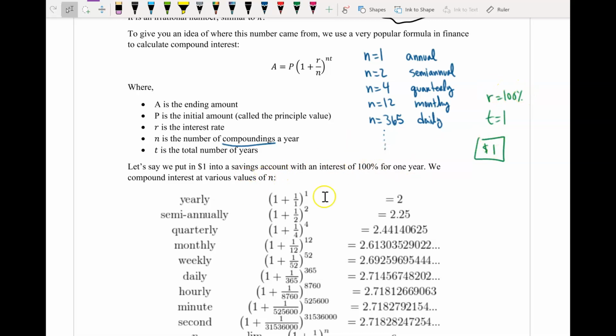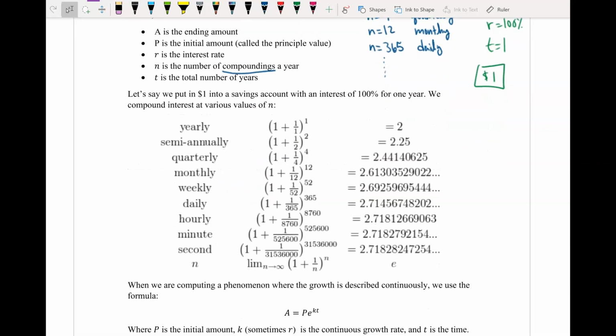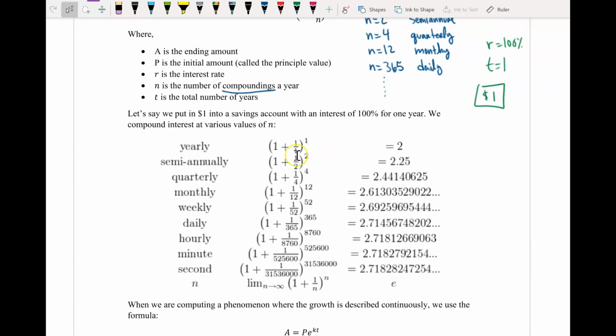We're going to keep adding interest for many different values of n. First, I'm going to compound interest yearly. So if I only add interest, this 100%, only once, at the end of the year I'm only going to get $2. So it's basically doubled. Now, what happens if I do it semi-annually? So I only add interest twice. Well, now I got a little bit more money, 2.25.